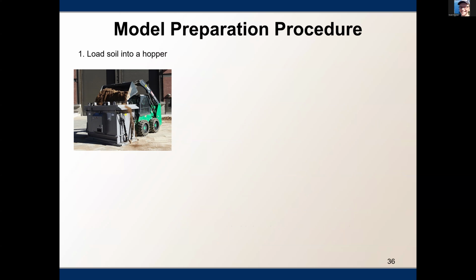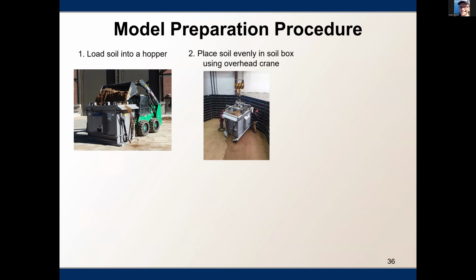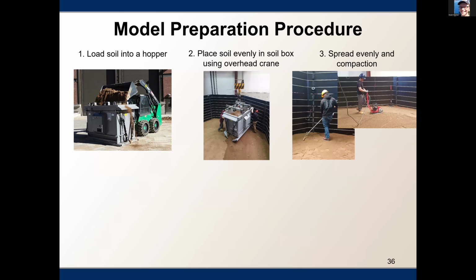So just a brief overview of the model preparation procedure. We loaded the soil into this hopper using a loader. And then using this overhead crane, we bring the soil inside the box and try to spread it as evenly as possible. The help from the staff was much appreciated in this process. Although we try to spread the soil evenly in the box, there are still some valleys and troughs that form inside it, so we have to manually spread the soil. Here is a picture of an undergraduate student who was helping me, and here's a picture of me doing the compaction.